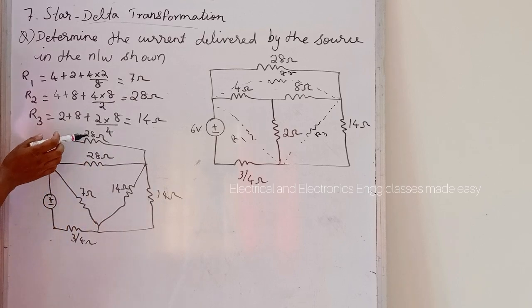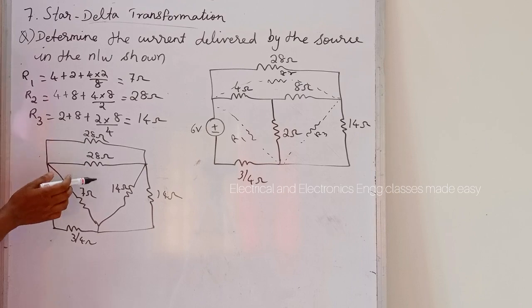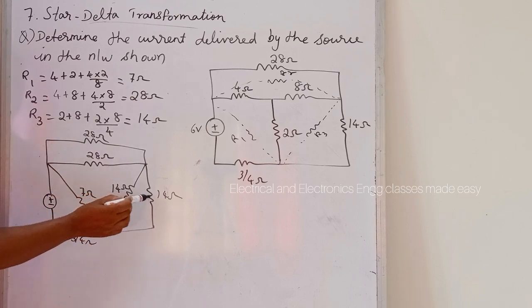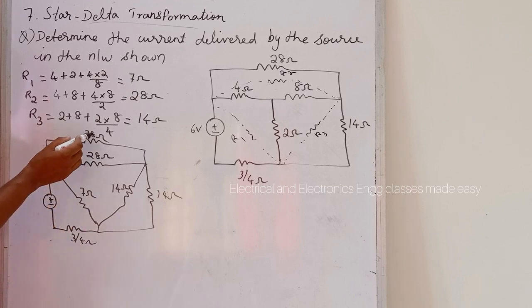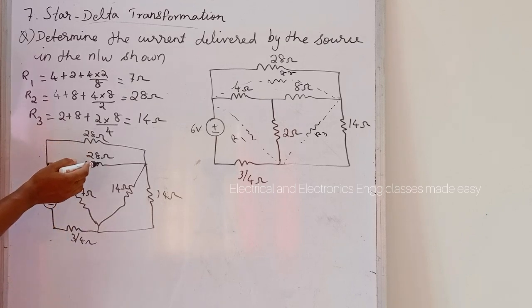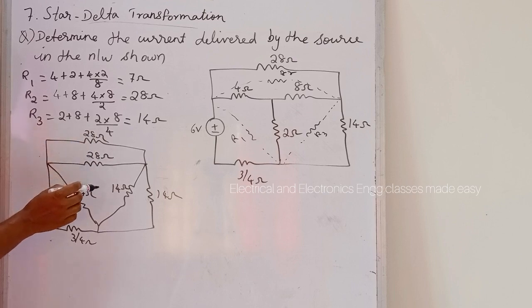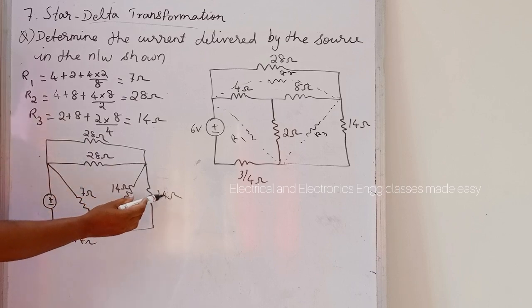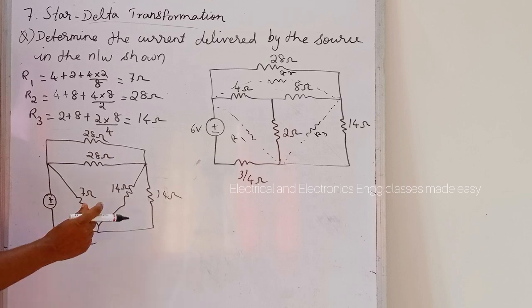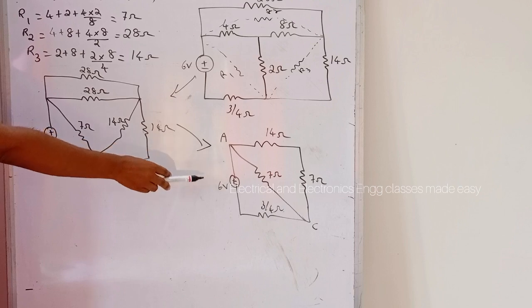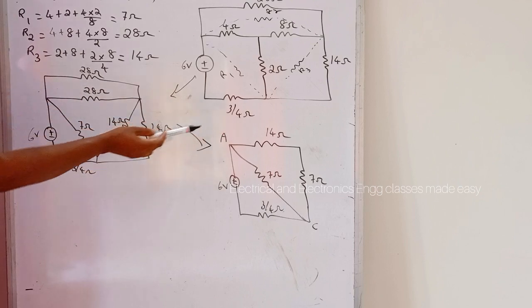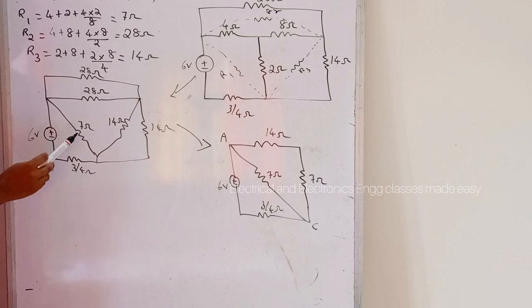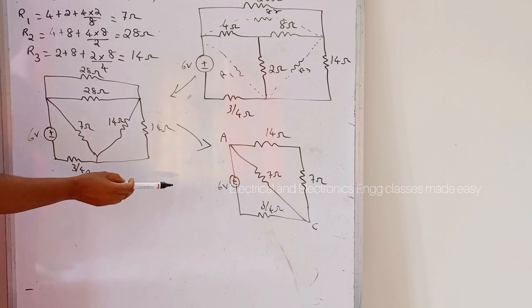Here 28 ohm and 28 ohm are in parallel. Also this 14 ohm and 14 ohm are in parallel. When two equal resistances are in parallel, we can take half of the resistance. So here we will get 14 ohms and here we will get 7 ohm. So again redraw the circuit diagram. Here we will get 14 ohms and here 7 ohm, and the 7 ohm, the 3 by 4 ohm and the 6 volt source are there.